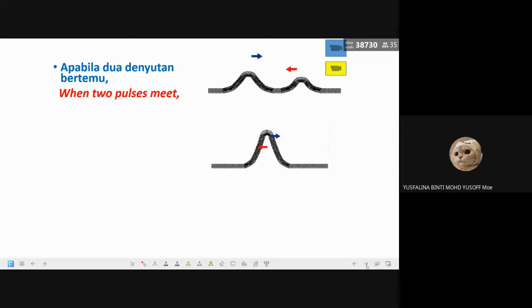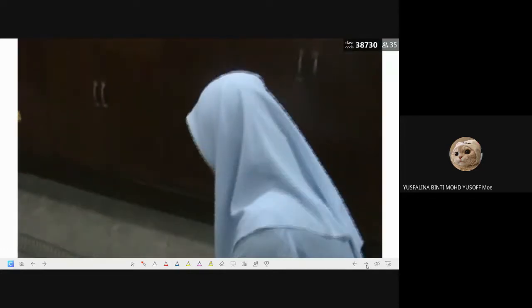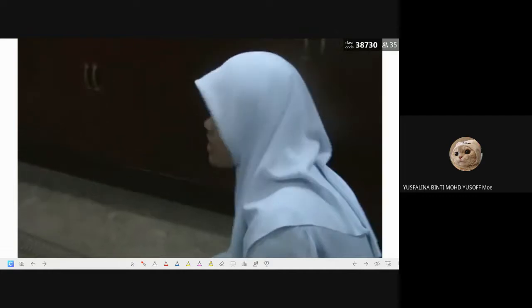Okay, so when two pulses meet and overlap, after that they will continue to move in their original direction.